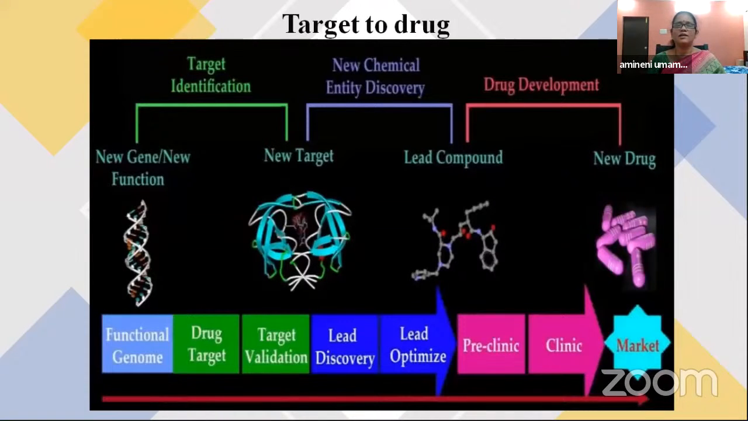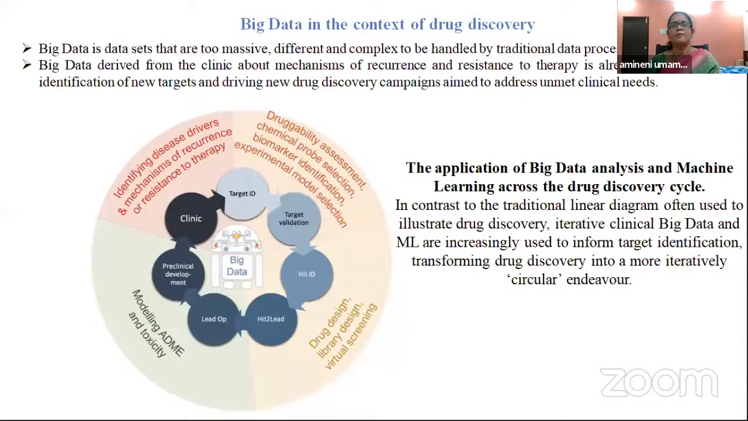This is the traditional drug discovery program. Traditional means it will start with the genome, target identification, target validation, drug discovery, lead optimization, preclinical and clinical trials. Later, it will enter the market. So this is the traditional one. Now, by applying artificial intelligence, the previous one is a linear fashion.